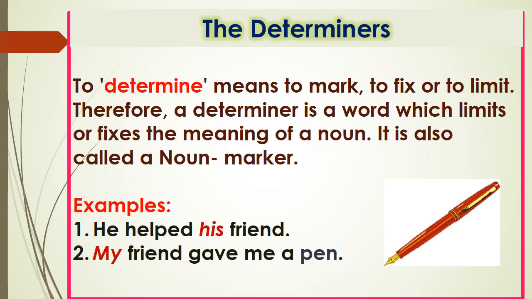In other words, we can say the determiners are the words that come at the beginning of nouns. Basically, they introduce the noun. They determine a noun, that is, whether a noun is specific or general. I repeat it again. Determiners are the words that come at the beginning of nouns. Basically, they introduce a noun. They determine whether a noun is specific or general. So this was the meaning or definition of determiner.